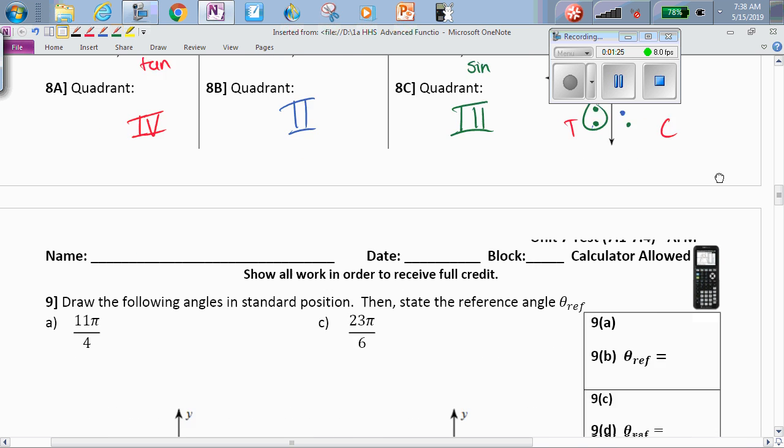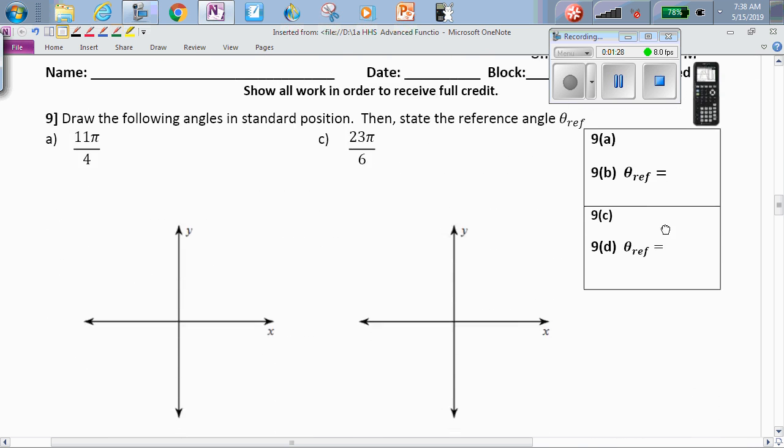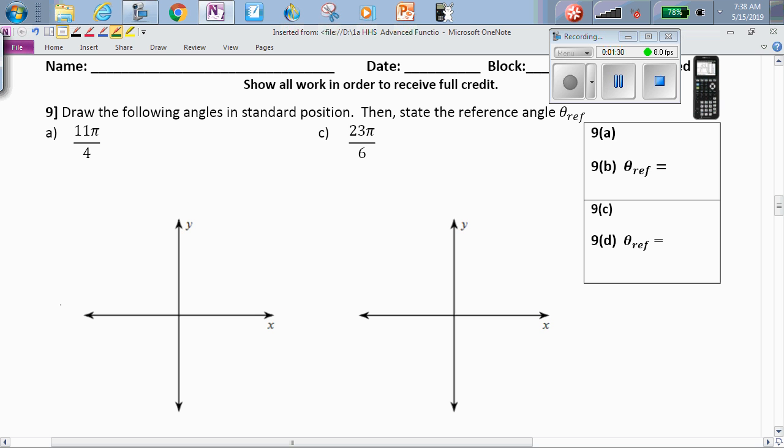Okay, next page. So draw the following angles in standard position and state the reference angle. So this is 4 pi over 4, which means this is 2 pi over 4, this is 6, 8, 10, 12. So 11 pi over 4 is going to be here, and it's actually right in the middle. So we draw it, don't forget to draw it the correct way around, it's positive, so it goes counterclockwise. And then the angle that is left is what we're looking for, that it makes with the x-axis, and this is pi over 4.